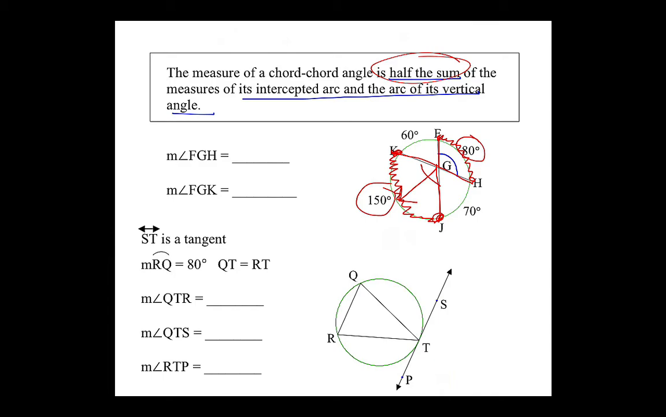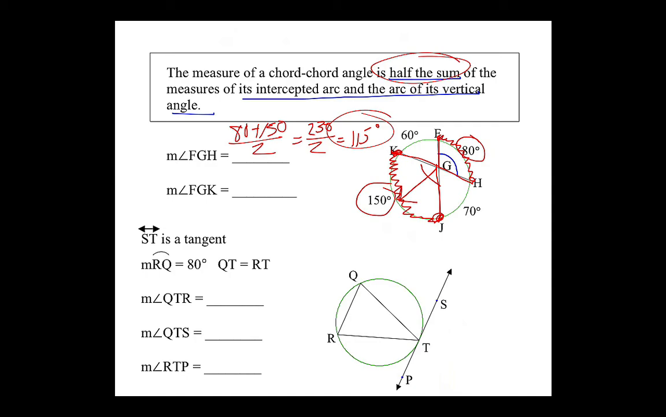So FGH, the measure of that angle, is going to be 80 plus 150, and then half of that. So everything's half, but we have to add here because it's inside the circle. So we get 80 plus 150 is 230. Half of that sum of 230 is going to be 115 degrees.